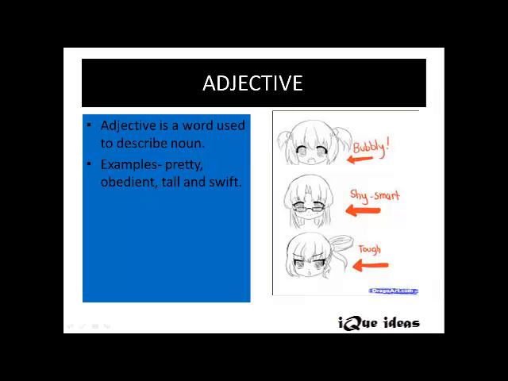When I say pretty girl, girl is a noun, obedient child, child is a noun, tall man, man is a noun, and swift movement, movement is also a noun. Because movement is name of an idea or a concept here. The other words here are bubbly, shy, smart, tough. All these are also called adjectives because they can either describe a noun or a pronoun.